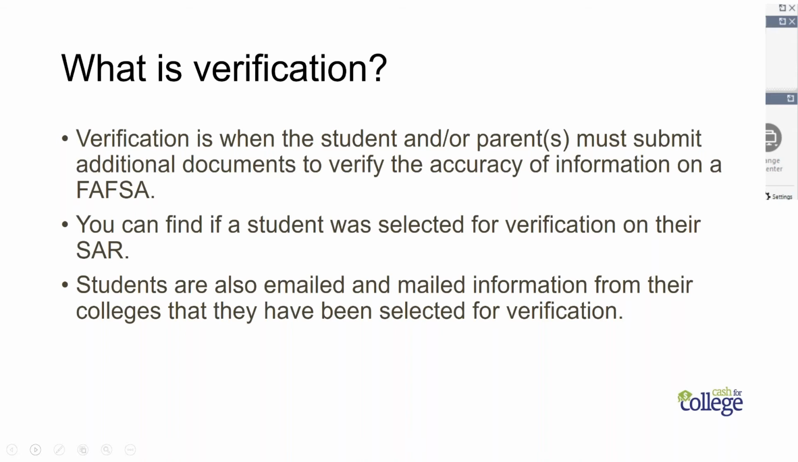Students have probably already been getting emails and mail from their schools saying you've been selected for verification, this is what we need from you, but I've often found that students don't pay attention to those. So if you are working with a student through this process and you see on their student aid report that they did get selected for verification, ask them to pull up their email or ask them if they've got anything in the mail from the school that they're planning to attend, asking for those additional documents.